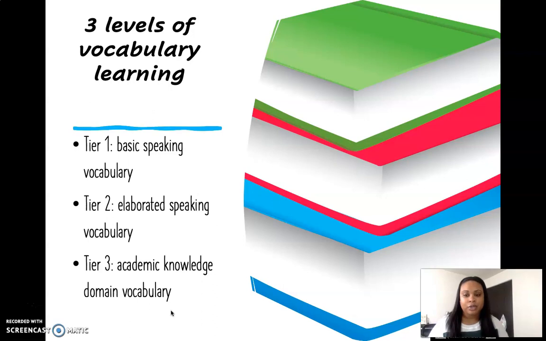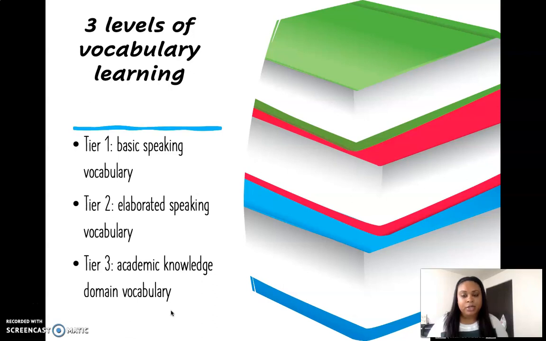Going on to tier 3. Tier 3 is academic knowledge domain vocabulary. Okay, these are word meanings that are learned within highly specialized knowledge domains. Now, these domains can include areas such as botany, geography, medicine, or physics.